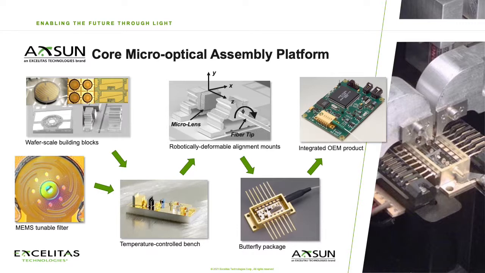Components are assembled onto optical systems, such as an OCT laser, on a temperature-controlled bench the size of a thumbnail, and then actively aligned to submicron precision using a proprietary robotic system and plastically deformable alignment mounts that can provide multiple degrees of freedom. Wires and fiber optics are connected, and the optical bench is enclosed in a butterfly package and hermetically sealed before integration with driver electronics and final calibration.